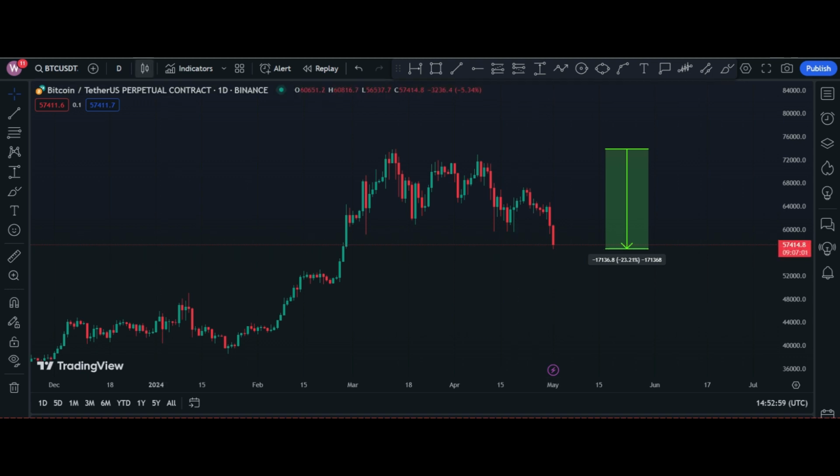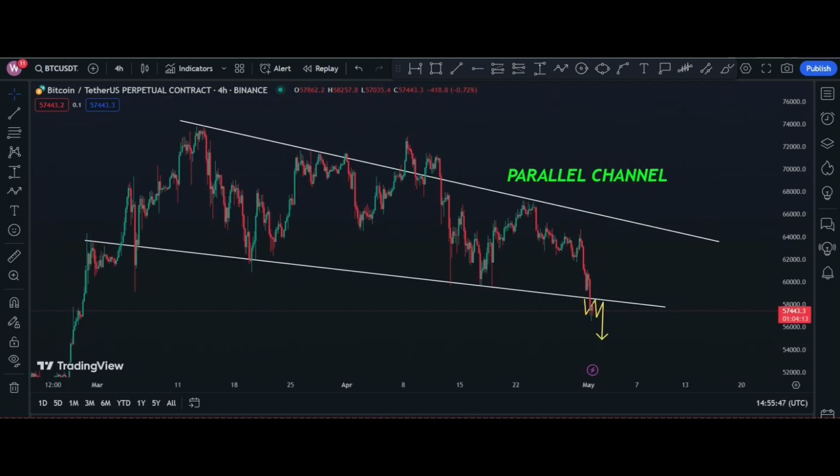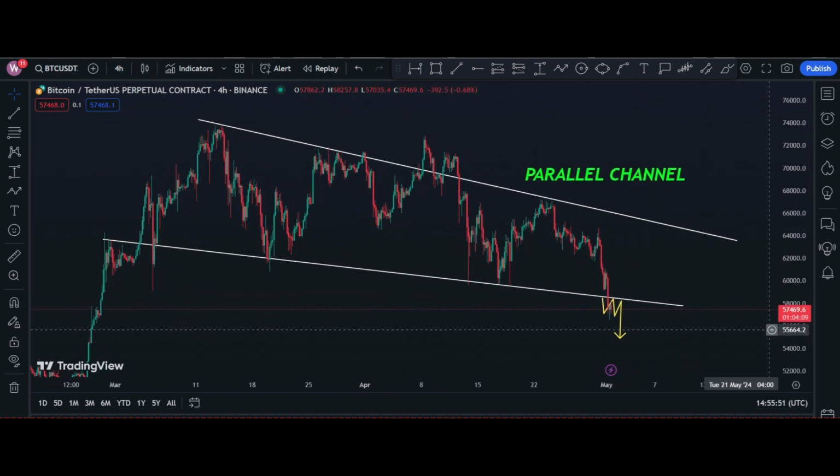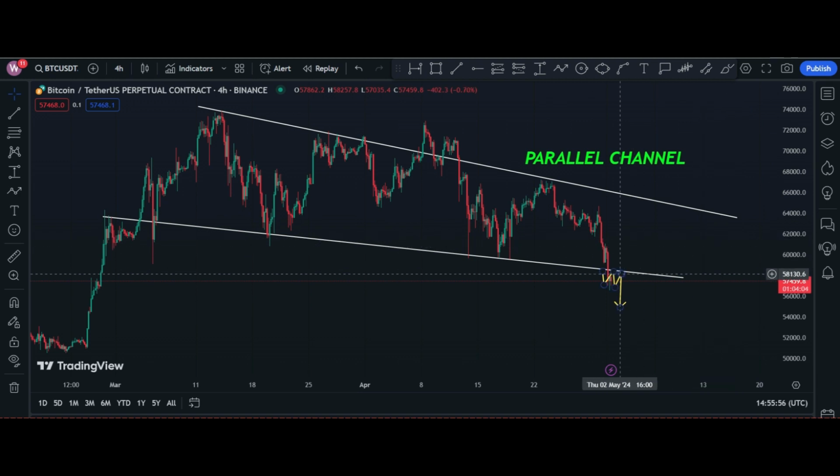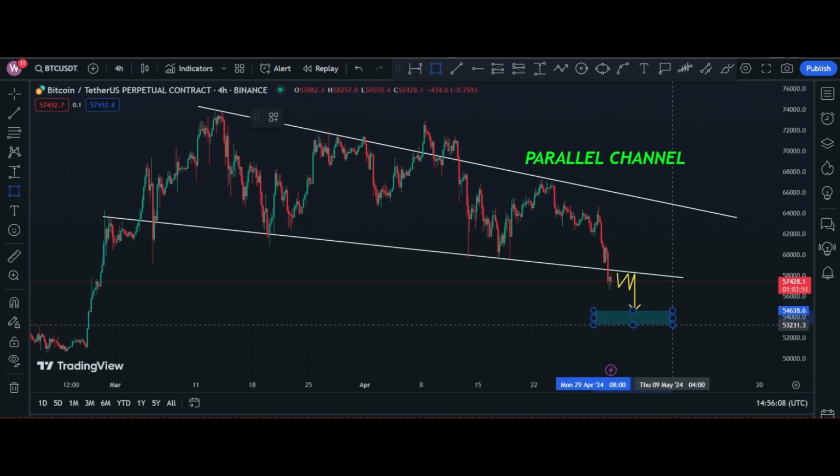Now let's focus on the 4-hour chart of BTC. The 4-hour chart does not look interesting either, as it is breaking down from the parallel channel, so that also gives a hint of another downside move in the coming days, unless we reclaim the bottom of the channel, because that will invalidate more downside in the coming days.